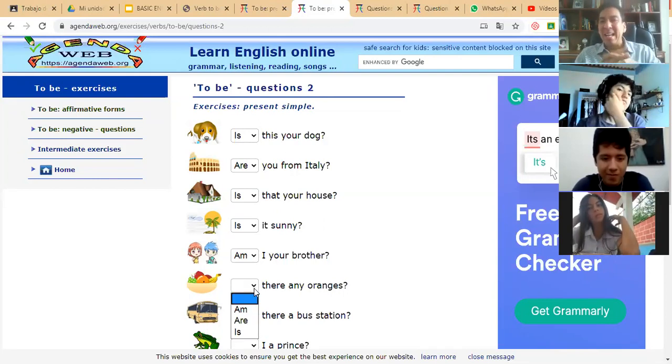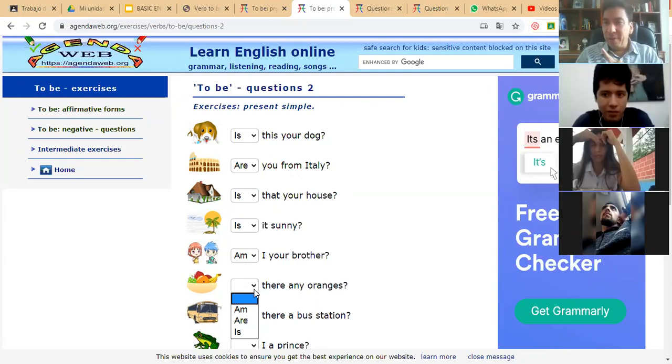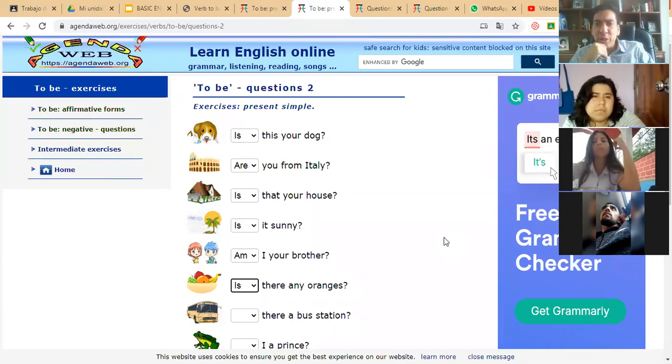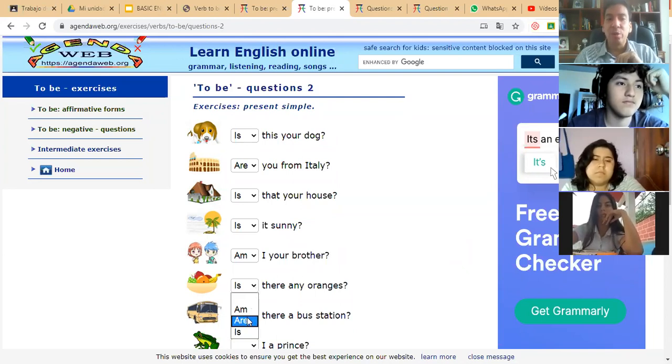There any oranges? Here we do another. Are there any oranges? Okay. All right. Be careful. You said that the correct answer is are. But why the correct answer cannot be is? Is there any? Because it's oranges in plural. Absolutely, sir. That is the correct answer, because oranges is plural. Are there any oranges? All right, next one.